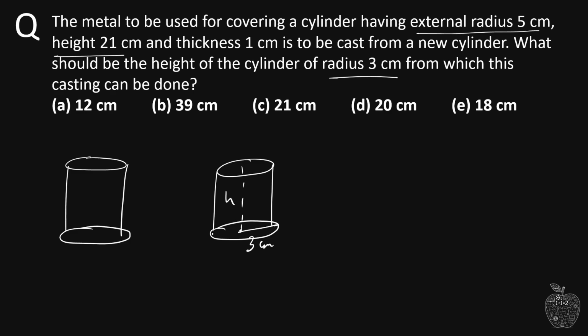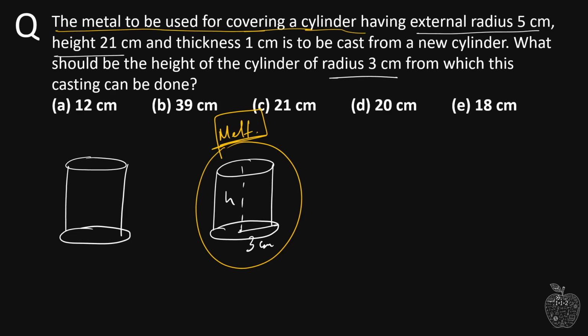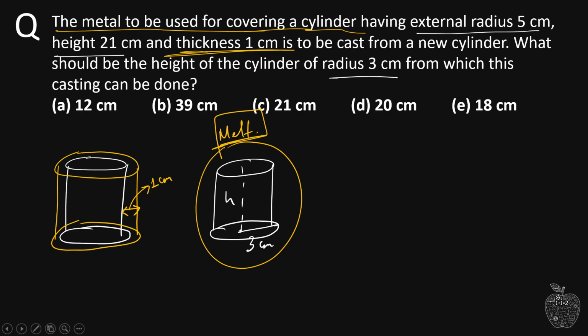Now the question is saying that I'll take this cylinder and melt it, and whatever metal I get, I'll use that melted metal to cover this cylinder. Just like this, I'll draw it. This is the covering of this cylinder, and the covering is 1 centimeter thick. This thickness over here is 1 centimeter. So this is the proper visualization of this question. I hope you understood it.